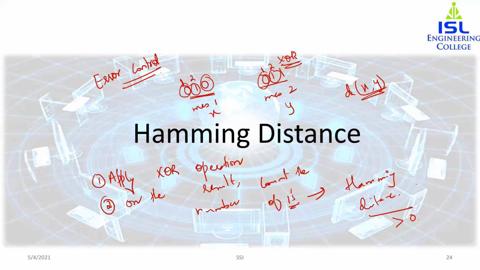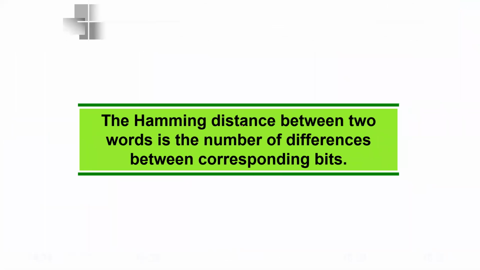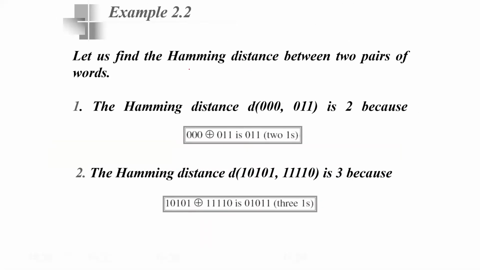Now we will see the topic in a bit of detail. The Hamming distance between two words is the number of differences between corresponding bits. So suppose we want to find the Hamming distance between two pairs of words. The Hamming distance between 000 and 011. For that, we will apply the XOR operation. If the two bits are different, we will get a 1. In this case, also a 1. And in this case, we will get a 0. So this is the result of the XOR operation. In this result, count the number of ones. We have 1 and 2. So we have 2 ones, so the Hamming distance is 2.